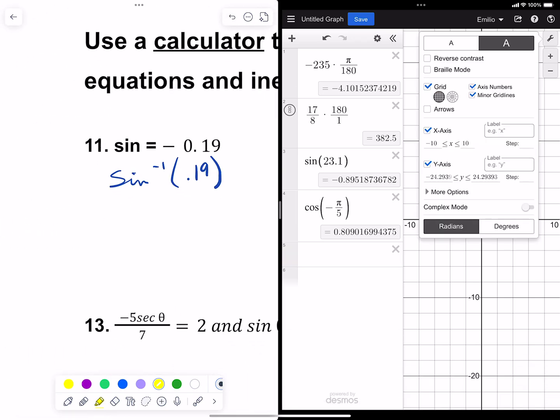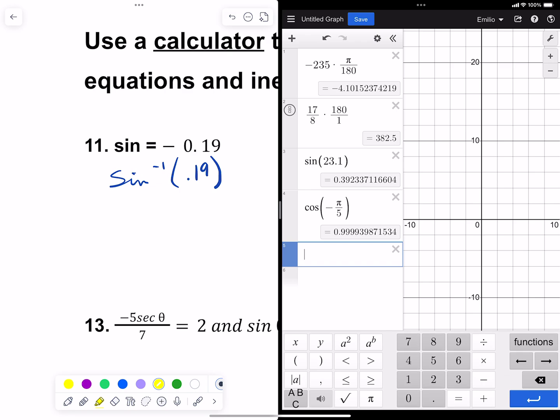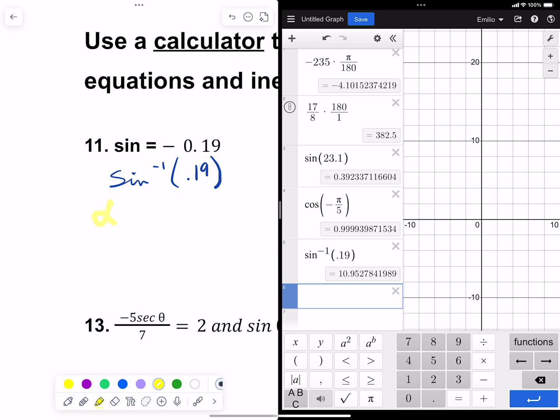So here, first thing I want to do is make sure I'm in degrees. So I'm going to use the inverse. Boom. Type in 0.19. And then I get about, now, anytime you're in degrees, you get to round to the nearest whole number. That rounds to about 11 degrees.